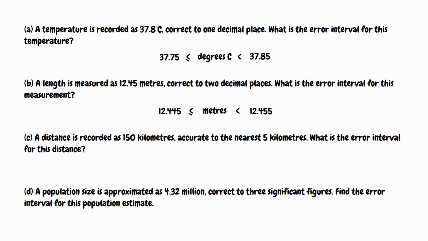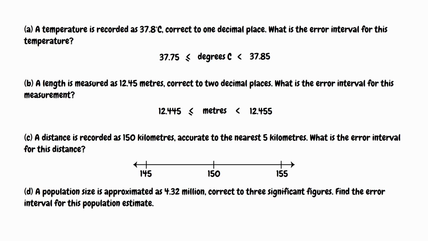Okay, for question C, we have a distance is recorded as 150 kilometres, accurate to the nearest 5 kilometres. So again, we're going to draw our number line and place our 150 in the centre. But this time we were given a degree of accuracy. We were told that it was rounded to 150 kilometres to the nearest 5 kilometres. So this time we need to go 5 kilometres either way of that 150. Well, that would give us 145 and 155.